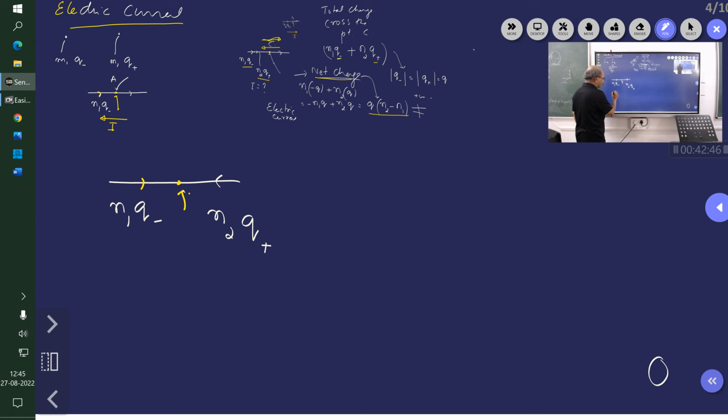Now you see this one, I write it as N1 into minus Q. And N2 Q, I write it as N2 into plus Q. Okay, same relation. But this is moving in ulta direction. N2Q, if you say this direction is positive direction, then this direction becomes ulta.